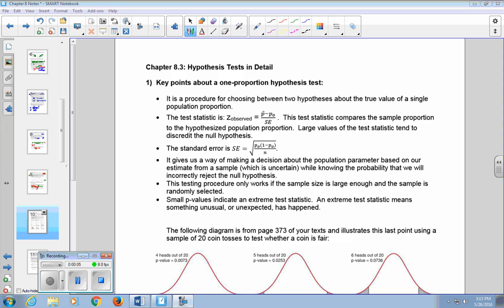Okay, this is chapter 8.3, hypothesis tests in detail. So a couple of key points about a one proportion hypothesis test. It's a procedure for choosing between two hypotheses about the true value of a single population proportion.